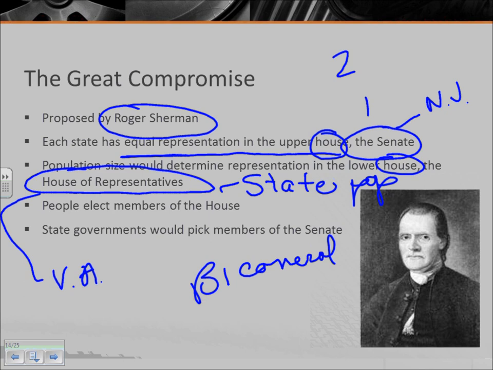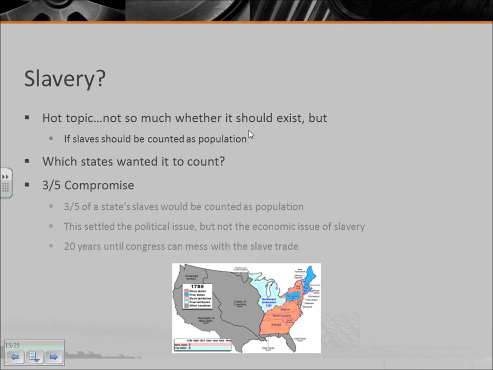Another issue that's on the table is the issue of slavery. It's a hot topic. Not many people know what to do with it or whether or not it should even exist. But they're there nonetheless, and they have to be counted. Now, you can imagine southern states with a lot of slaves want slaves to be counted as population because that's going to increase their representation. You can imagine northern states are probably not so inclined to do that because they don't want to be swamped by a slave population and have the South dictate everything.